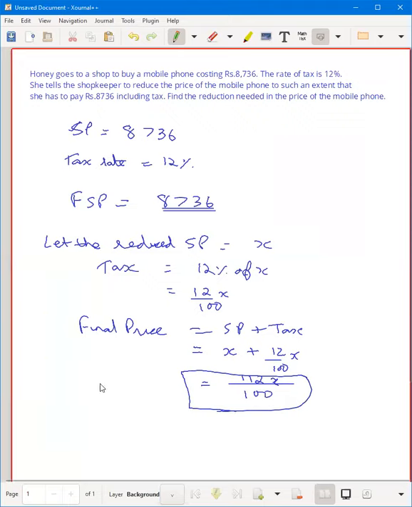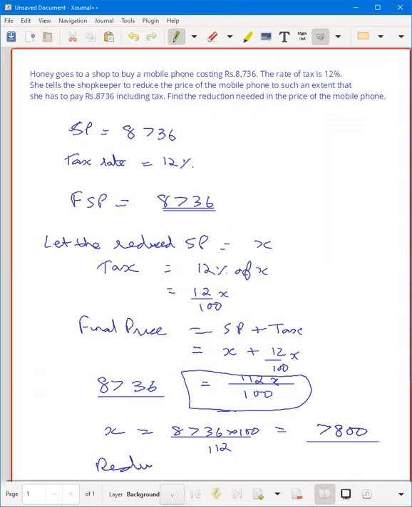What is this price equal to? 8736. This is the amount you want. So X is equal to 8736 into 100 upon 112, which will be equal to 7800 before tax. So what is the reduction? This price, 8736 minus 7800, which is 936.